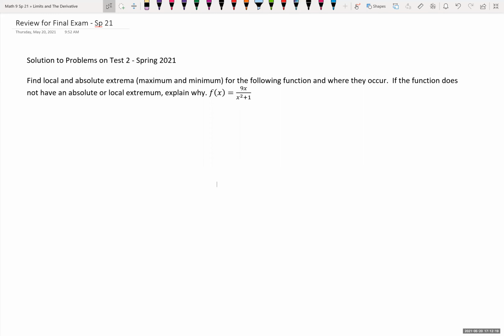So now we're going through some of the solutions to test 2. The other solutions you can get off of the week 16 module under supplemental videos.